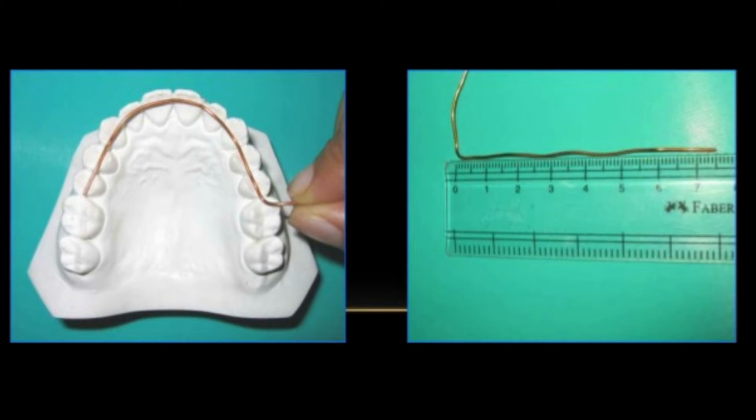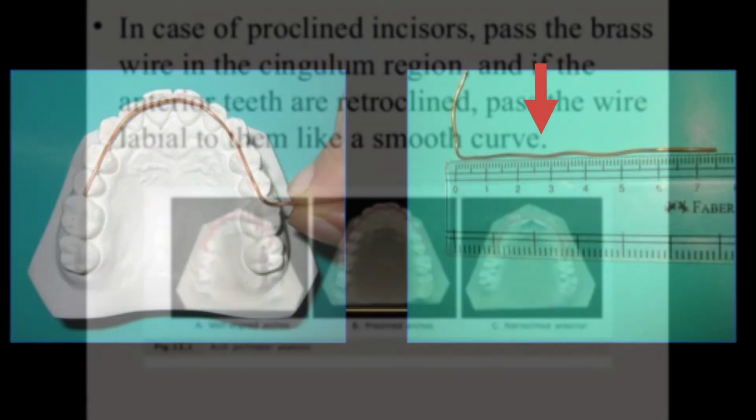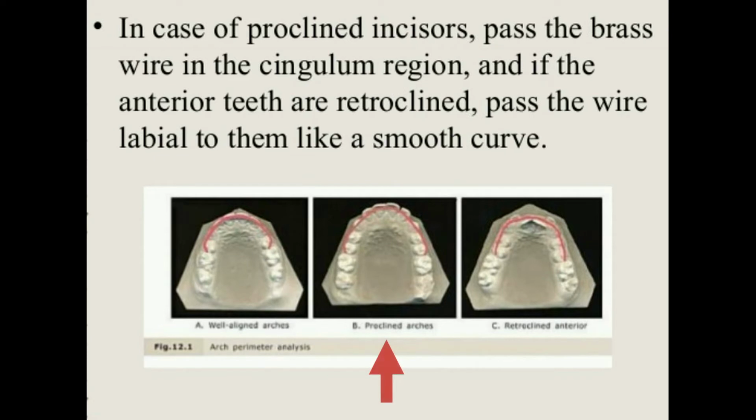For mandibular arch, it is placed from mesial of first molar to the buccal cusp of premolars and to the incisal edges of anterior teeth and then similarly to the other side till mesial of first molar. The wire is then straightened and measured to calculate space available. In case of proclined incisors, pass the wire in the cingulum region, and if the anterior teeth are retroclined, pass the wire labial to them.